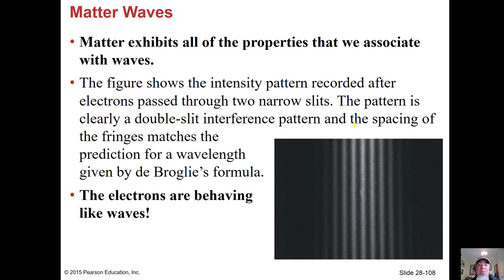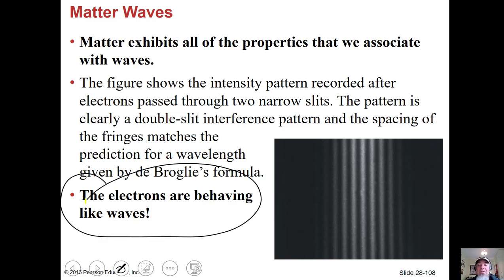So matter waves exhibit all the properties associated with waves. It's just that you have to be able to go through small openings. Electrons can do that. So here's an example of electrons behaving like waves. Okay, so this is not light going through a single or 2 slits. This is electrons going through. And not just landing right across, they're landing on a screen spaced out like this.